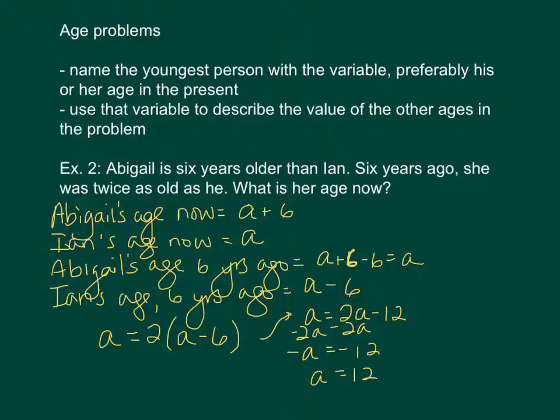And there you have it. A equals 12. Now, A, remember, was Ian's age now. So Abigail's age now would be 12 plus 6. Abigail's 18. Fabulous. Next type of problem.